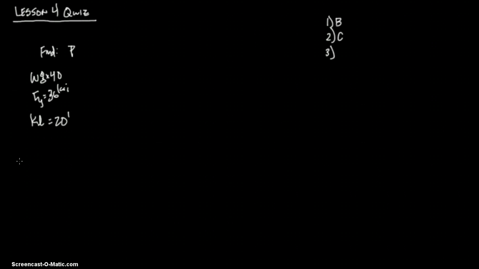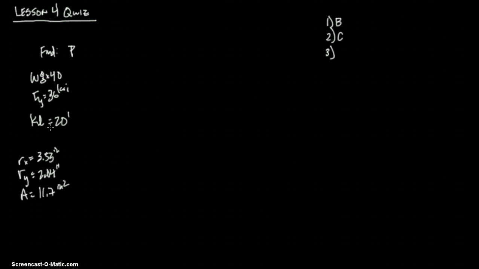Now it gives us the section. The section is rx equals 3.53 inches, and ry equals 2.04 inches. A equals 11.7 inches squared. All right, so it's asking us for P. And we remember a few things about this. We want to know KL over r, and then we're going to have to go to the tables.